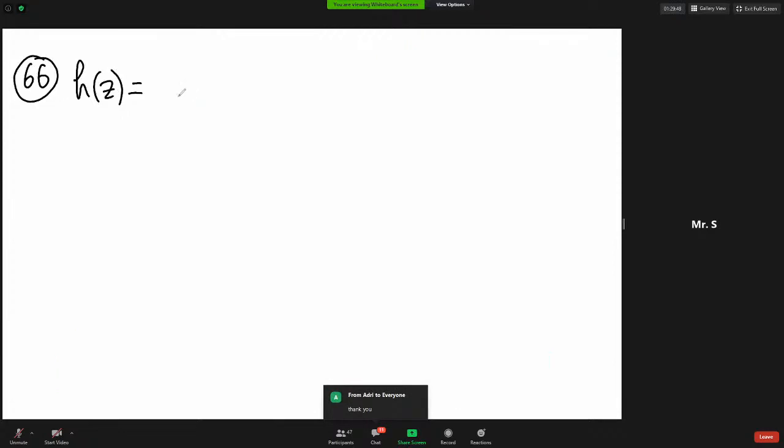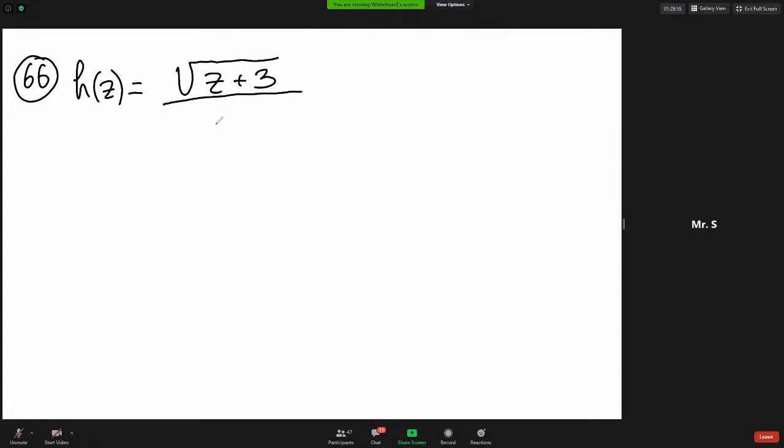So h of z is defined to be the square root of z plus 3, over z minus 2. And I'll give you guys about 7 minutes. So make sure you consider each of the parts for this function, find their individual domains perhaps, and then consider how to put them together into a single domain using set notation, or practice and do both. But again, your book, I'm pretty sure, is going to do set notation. So go ahead and take a few minutes on this one.